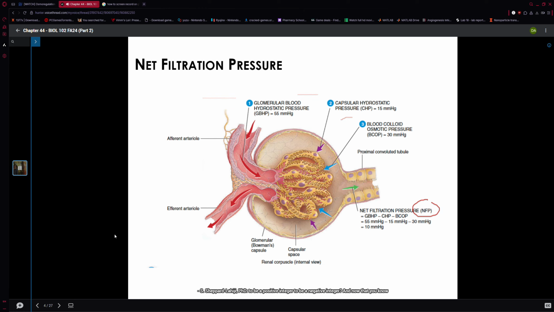And now that you know how these three things work and how they're defined, think about possible ways that the process can be changed and how that might impact the values that we see for these different components. How might that impact the net filtration pressure overall? What types of diseases or disorders could impact the net filtration pressure in a negative way? Those are just some things off the top of my head that you'd want to consider based on the information from this slide.